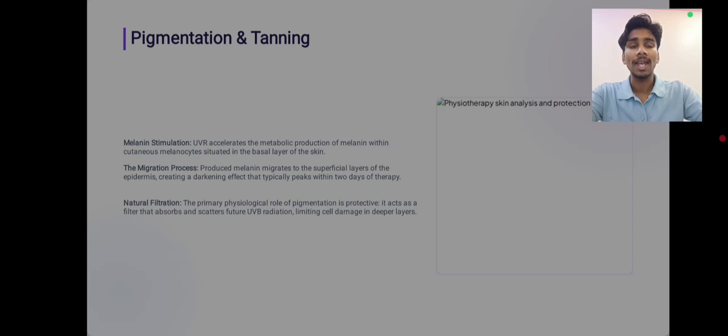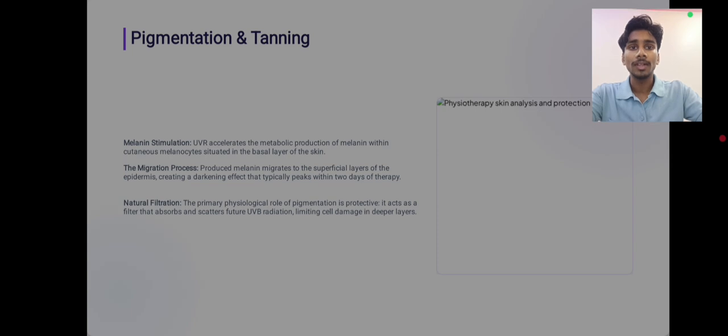The pigmentation and tanning. Melanin stimulation. UVR accelerates the metabolic production of melanin within cutaneous melanocytes situated in the basal layer of the skin. The migration process. Produced melanin migrates to the superficial layer of the epidermis, creating a darkening effect that typically peaks within 2 days of therapy.